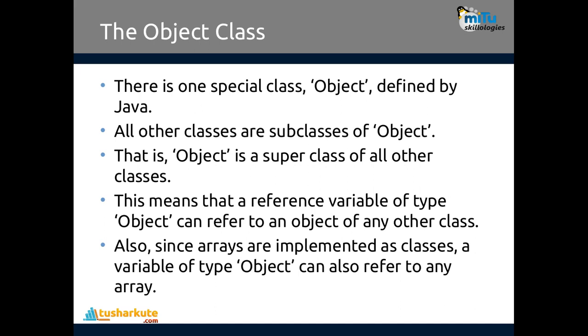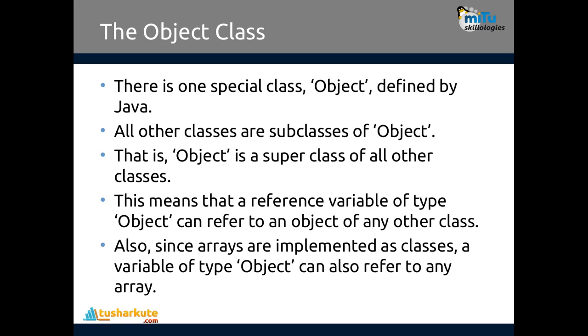What do you mean by object class? There is a special class Object defined by Java. All other classes are the subclasses of Object. Remember, Java's hierarchy is created in such a way that by default every class that you create, and every class that we use from the libraries, is a direct or indirect subclass of the class Object.